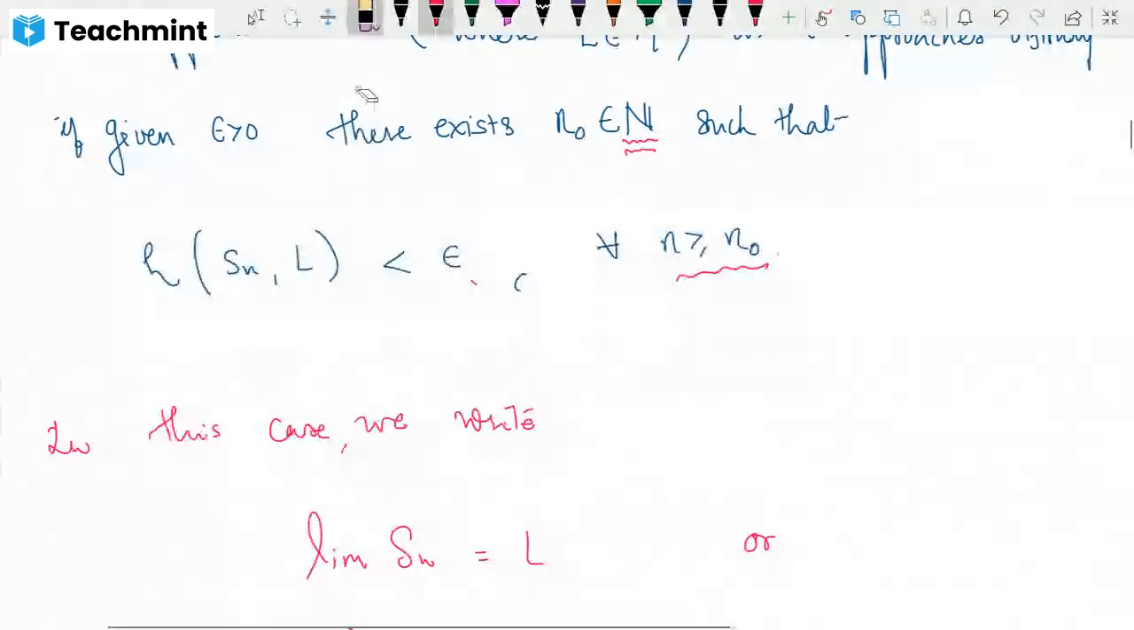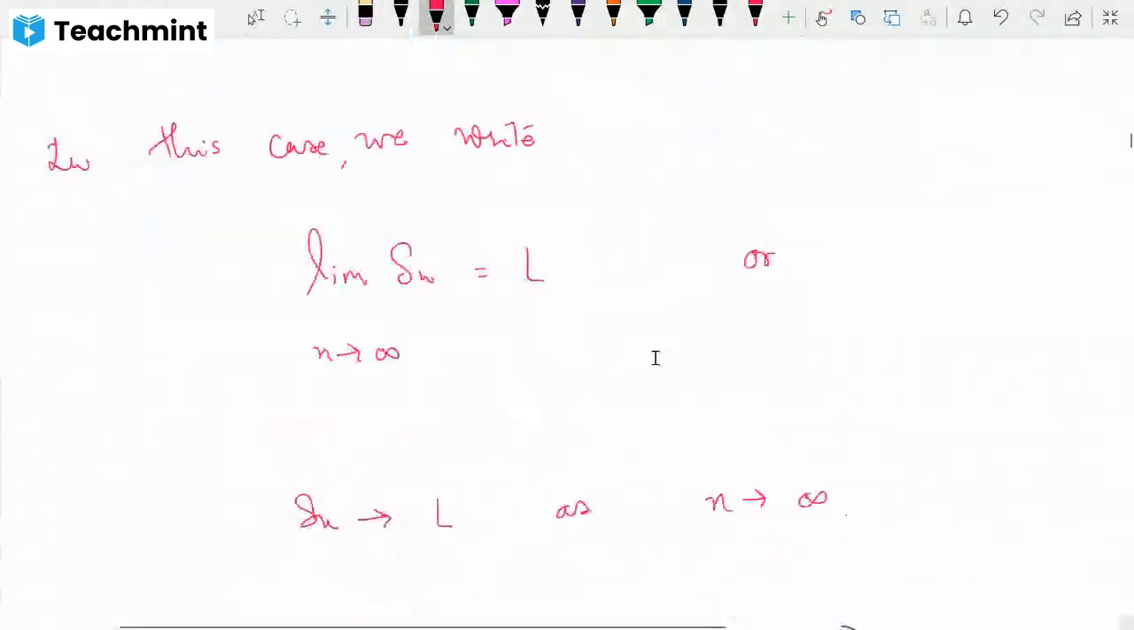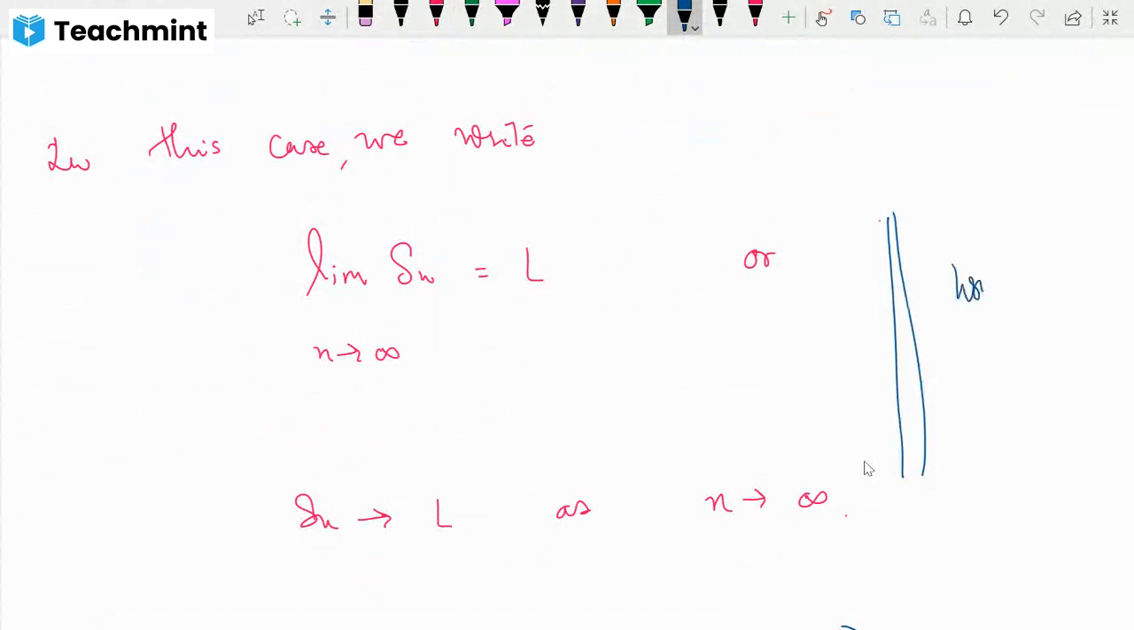So next, we can write limit of Sn equal to L as n tends to infinity, or Sn tends to L as n tends to infinity. So these are the usual notations of limit of a sequence in a metric space.